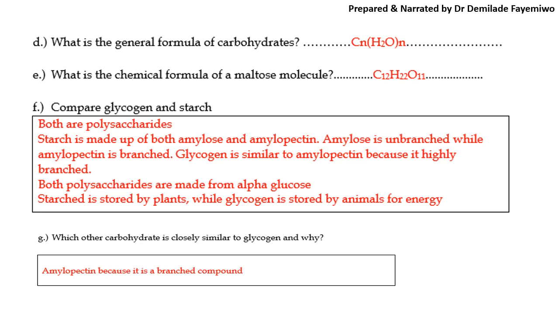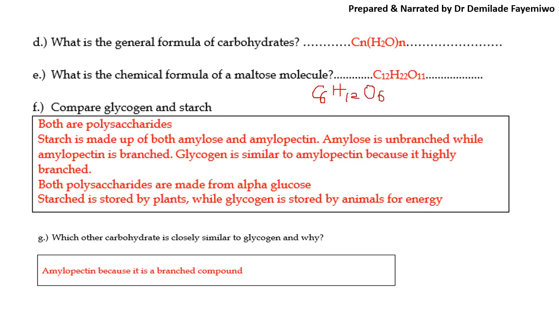But then the next question is something that I think many students stumble on when they come across it, because they forget a crucial aspect of it. It says, what's the chemical formula of a maltose molecule? We just said in an earlier slide that maltose is made from two glucose molecules. We know that glucose is C6H12O6.